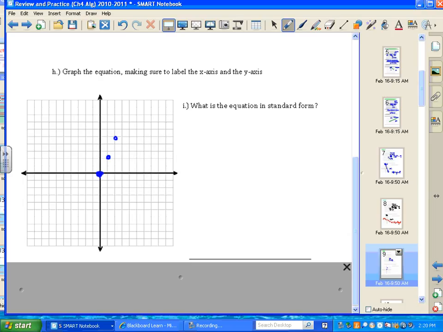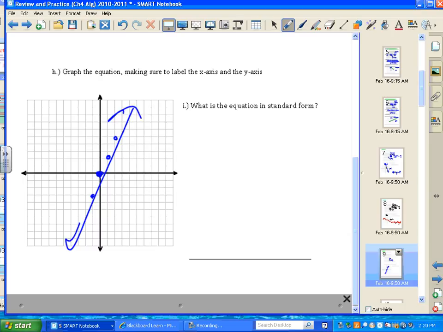Where'd your x go? Where did you get the -1 from? This is the original equation. I'm just wondering where the -1 came from. You had to put that in standard form. Did you just decide that you didn't like 0 and you'd rather -1 be there? Okay. Anyway, 3x minus y equals 0 should be your standard form.